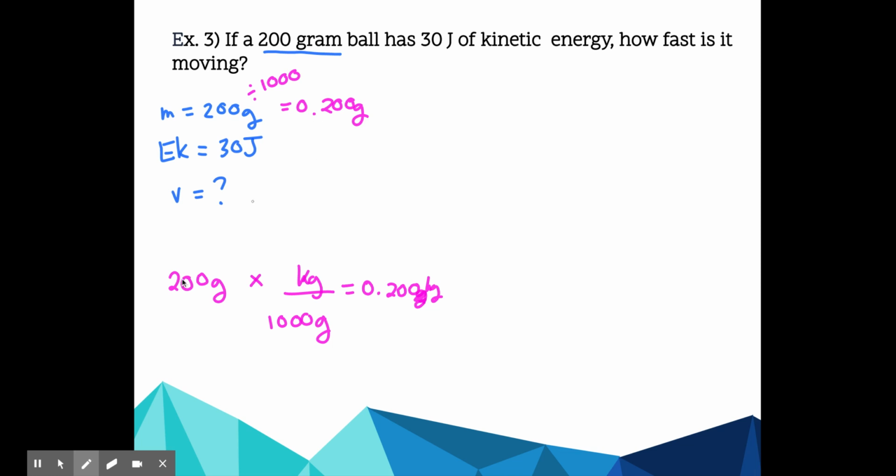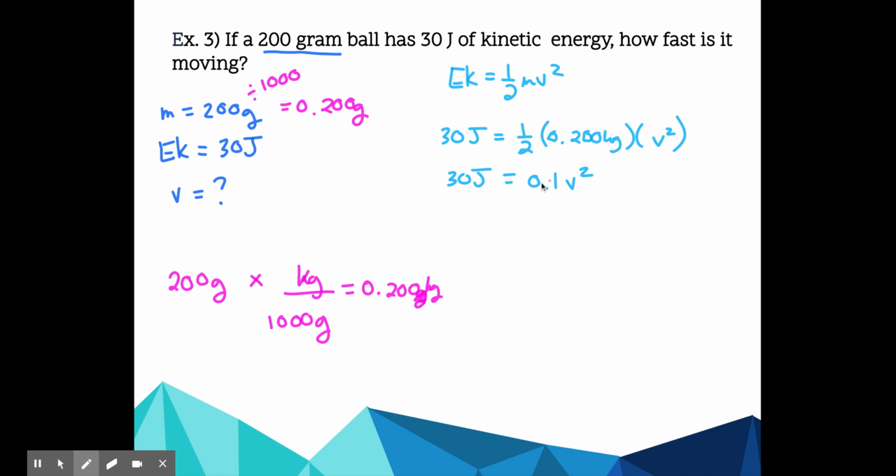All right. So EK is equal to 1/2 mv squared. I'm solving for v. So 300 joules, 1/2. Mass is 0.200 kilograms, and v squared. So I'm going to do this math. So 1/2 times 0.2. Okay. And I should get 0.1 v squared.